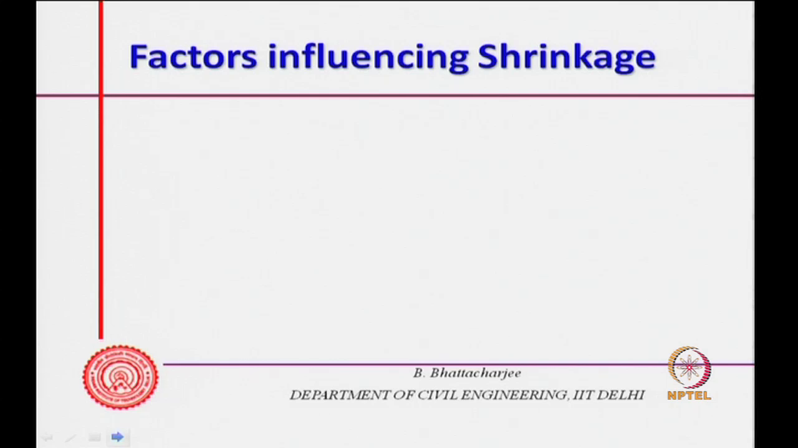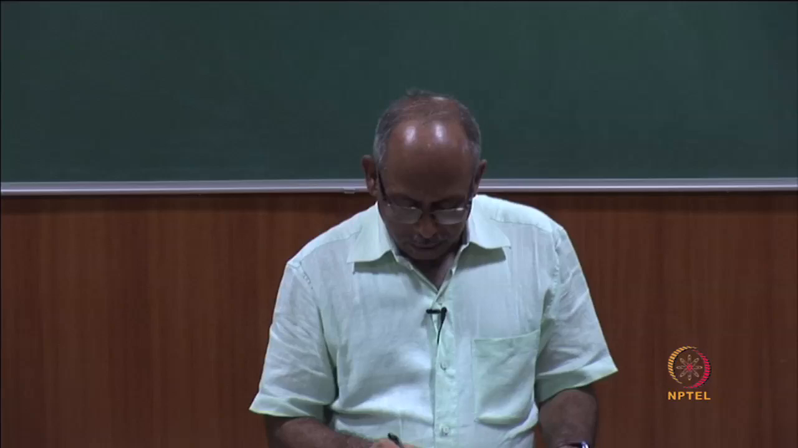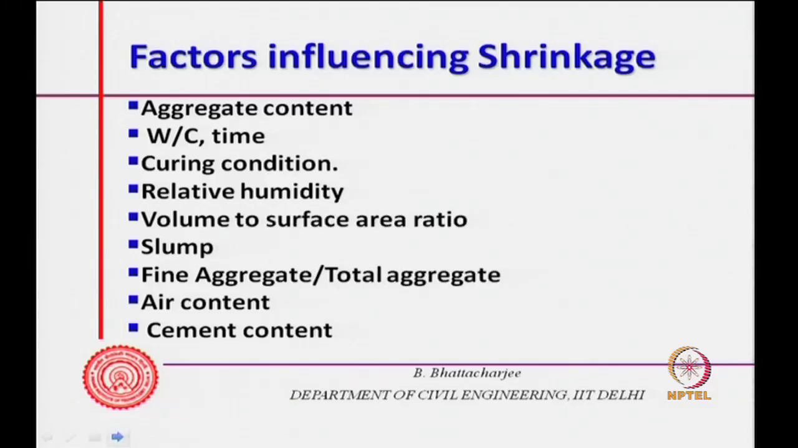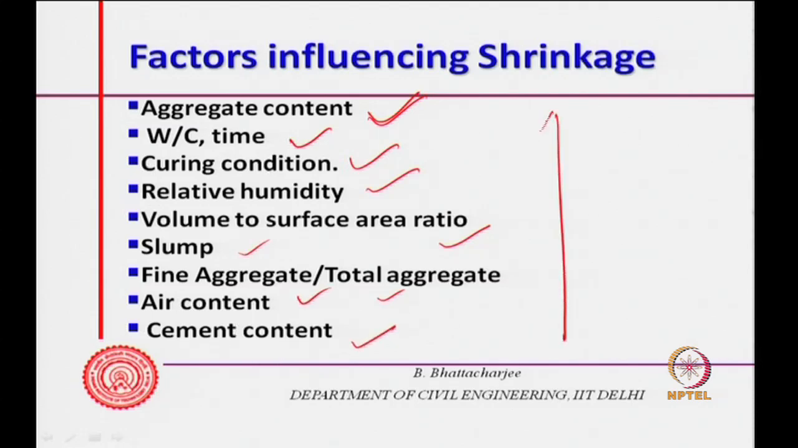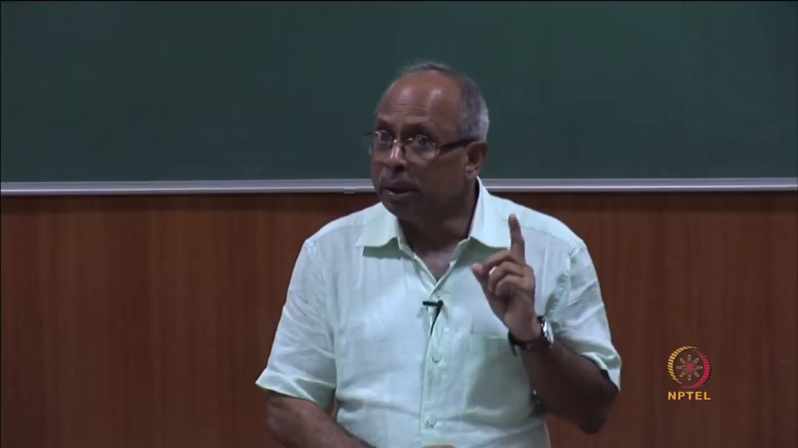Now, what are the factors that influence shrinkage? We just looked at them, and we said that aggregate content and aggregate properties will be one of the major things. Water cement ratio and time, curing condition, relative humidity, volume to surface area ratio, slump, fine aggregate to total aggregate, air content and cement content. So, all these are the factors. So many factors actually influence the shrinkage. So, we will see one by one.